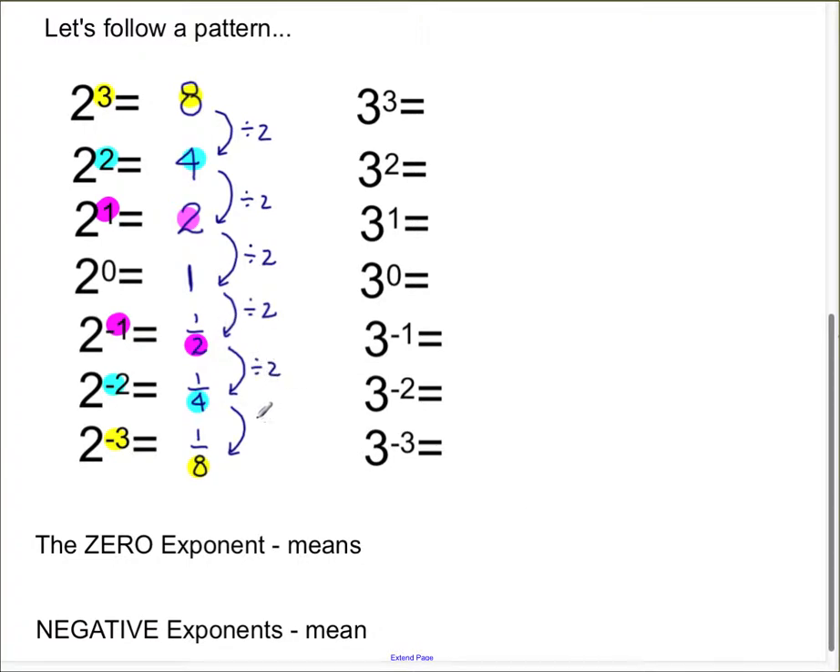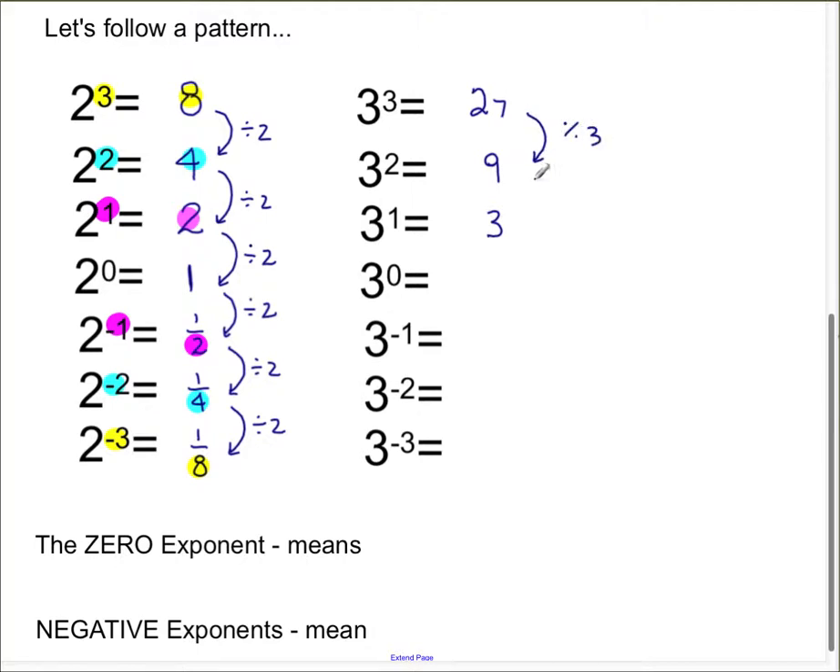Let's see if that works for 3s. So we get 27, 9, and 3 to the 1 is 3, and now 3 to the 0, what is 3 to the 0? Let's take a look at the backwards pattern. What do I have to do to go from 27 to 9? Well, I have to divide by 3.